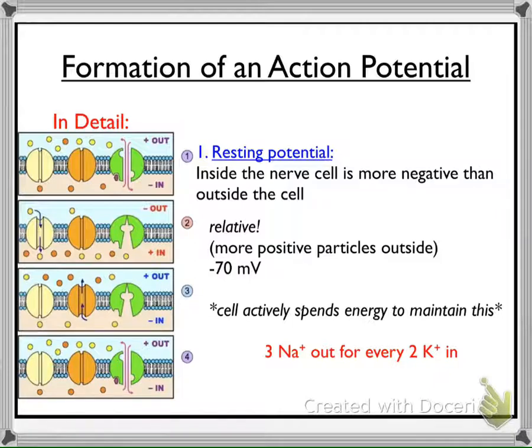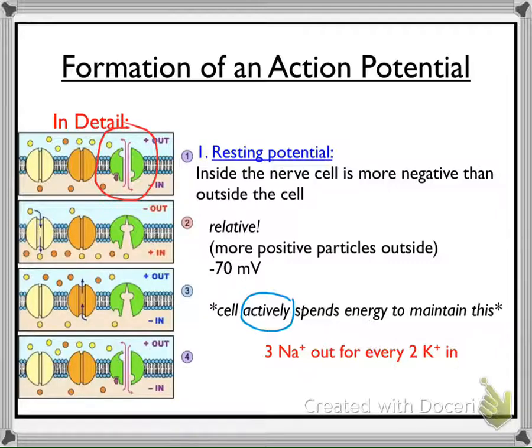Now the term resting is kind of at odds with what we're seeing in this phase, because what we actually know is that during resting potential, the cell has to actively spend energy to maintain this charge difference. That means that it's using ATP. And the process that actually uses that ATP is the maintenance and the running of a transmembrane protein called the sodium-potassium pump. And we see it right here in our diagram.